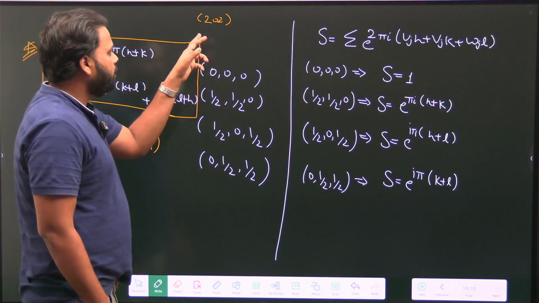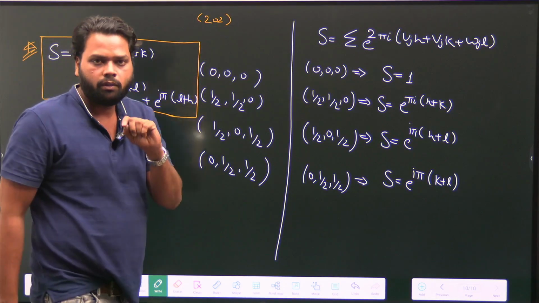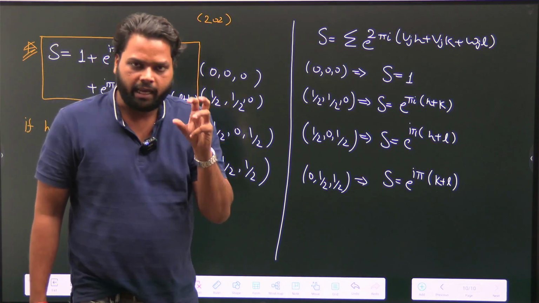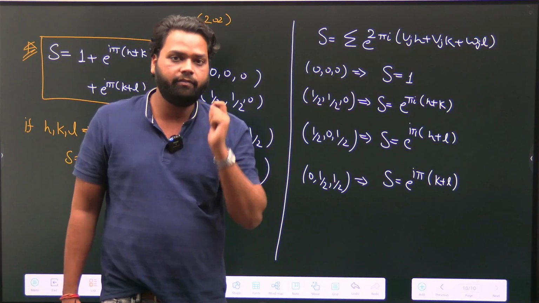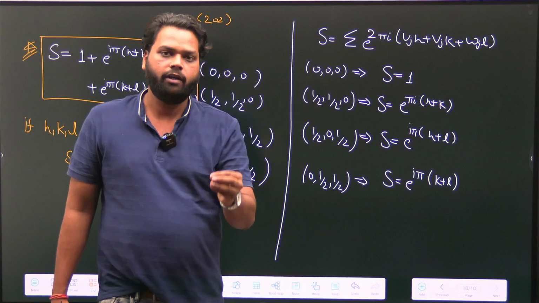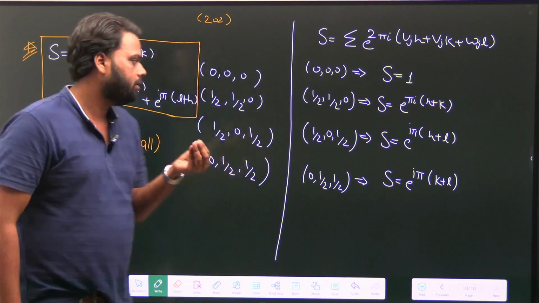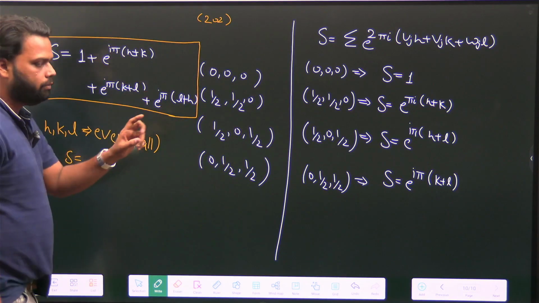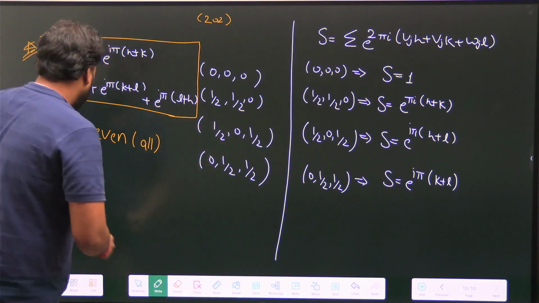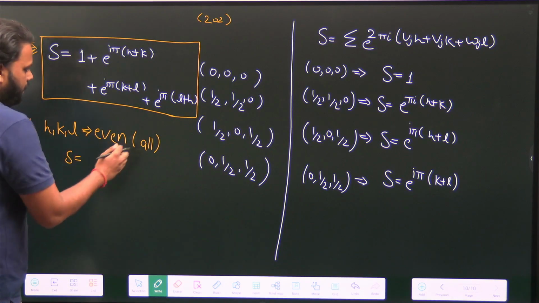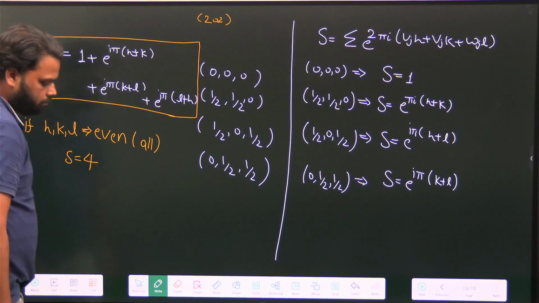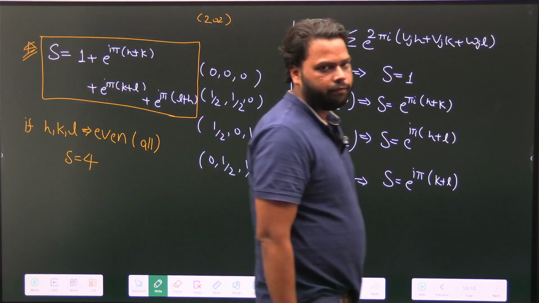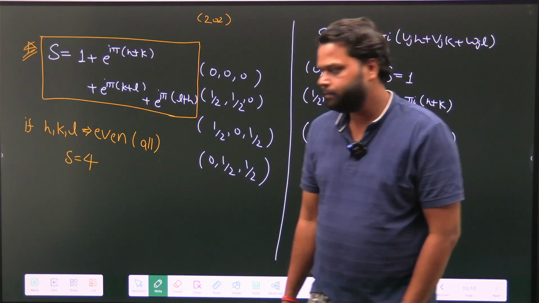Okay, and this is not explicitly for this 202. Any combination, any plane which includes all the indices as even numbers, if you try, you can solve, you will get all three values 1. So if h, k, l all are even, then the value of s will be what? The value of s will be 4, right?